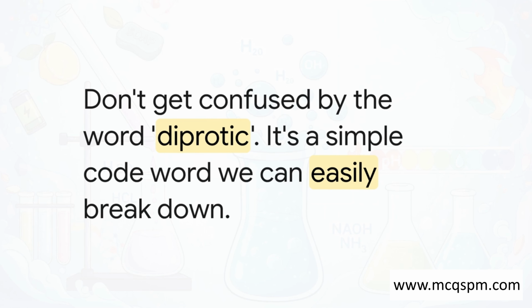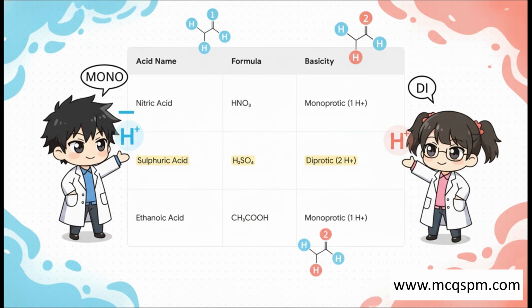So let's crack it. It all comes down to the prefixes. Mono means one, di means two. That's it. So a monoprotic acid can give away one hydrogen ion for each molecule. A diprotic acid can give away two. So let's look at our options. Nitric acid is HNO3. It has one H, but look at sulphuric acid, H2SO4. That little 2 is the giant clue. It tells you it can donate 2 hydrogen ions. That makes it our diprotic acid.